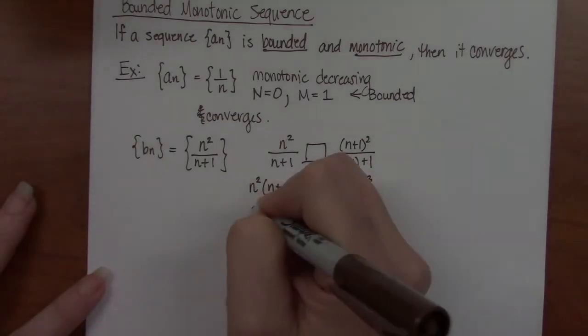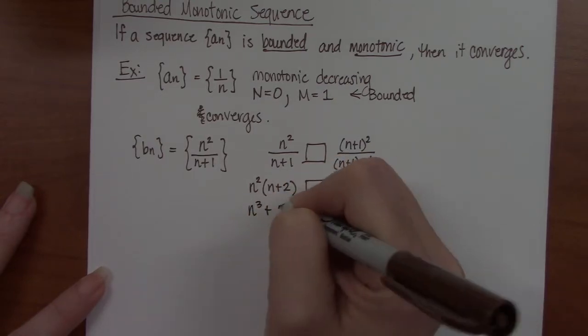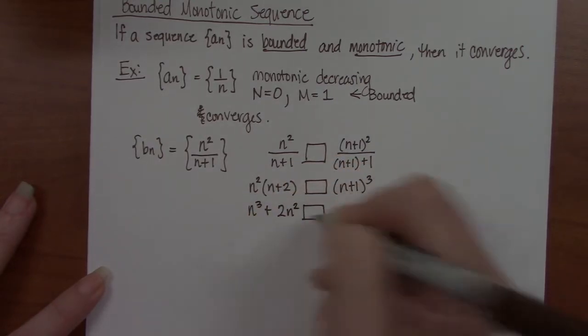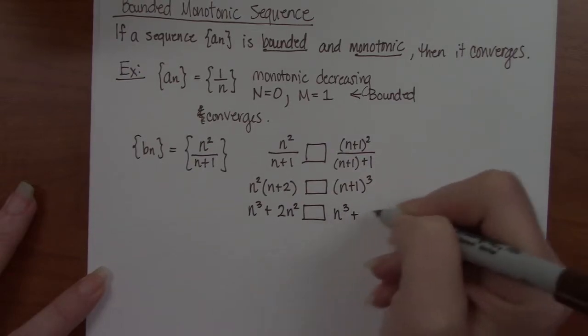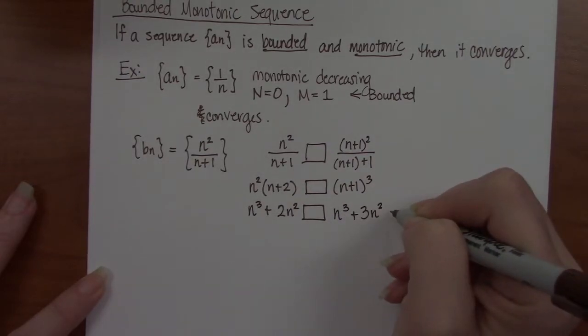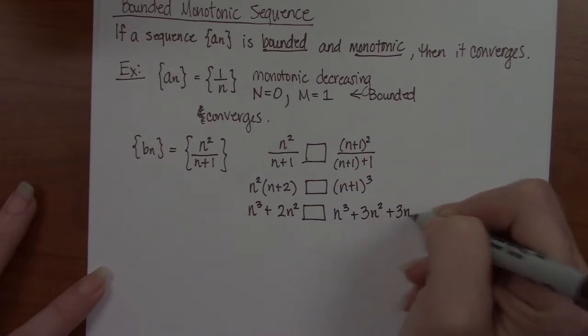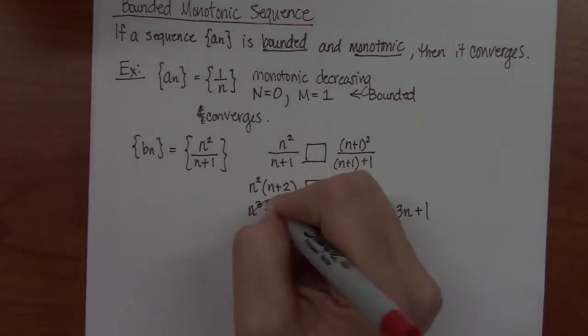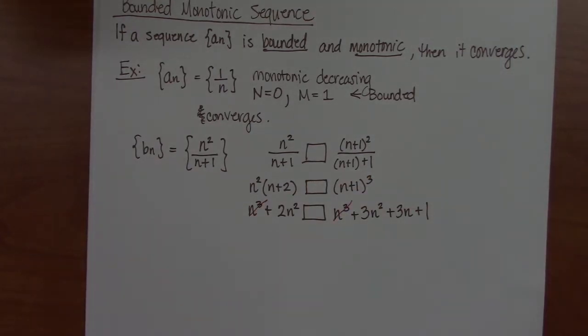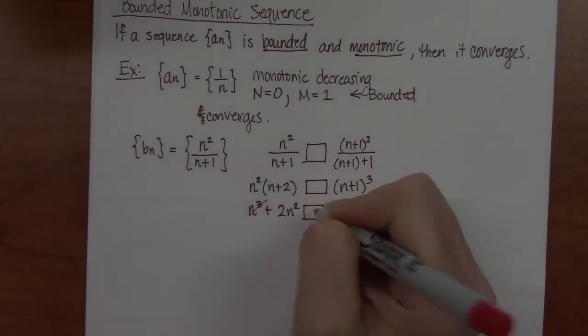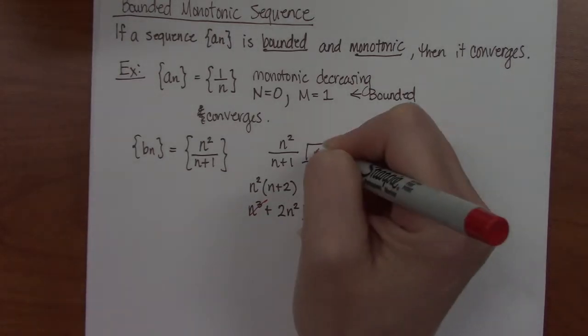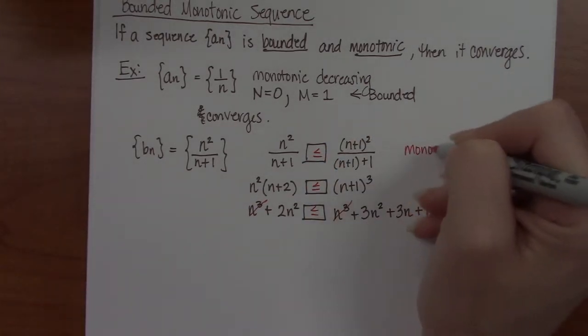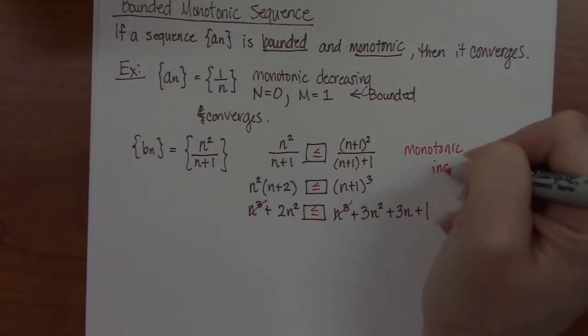When I expand out the left side, I get this, and on the right side, this. And so I can see that these n squared terms cancel, and by comparing the left side to the right side, I think it's pretty obvious that the right side's bigger, okay? So this thing is monotonic, right? So it's monotonic and it's increasing.